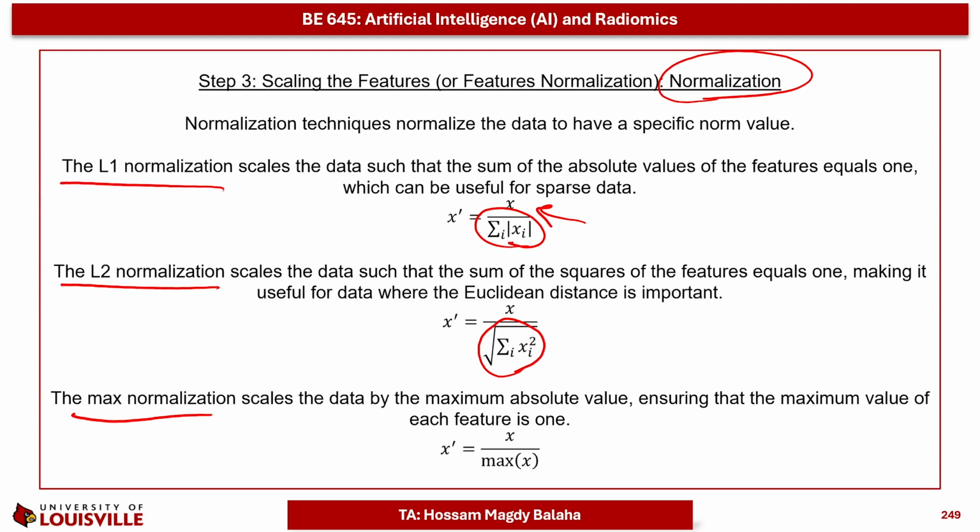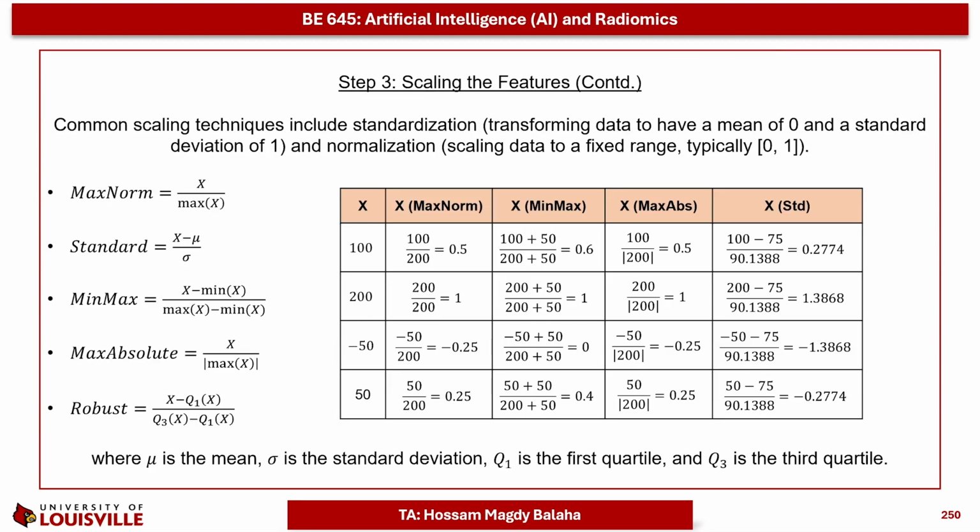The last one is max normalization, and here we are simply scaling by the maximum value or the maximum absolute value, and this will ensure that the maximum value of each feature is 1. You may wonder that we discussed multiple normalization techniques: standardization, max norm, min max, max absolute, and so on. And you can ask which method or which technique shall we use? Simply, it depends on the dataset and its distribution.